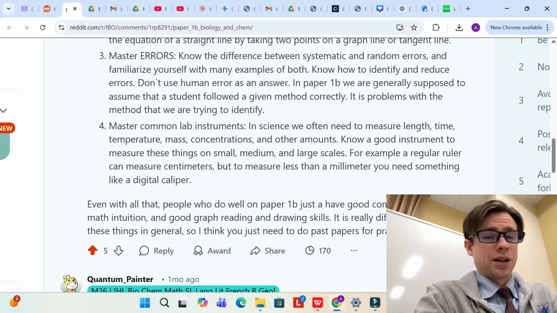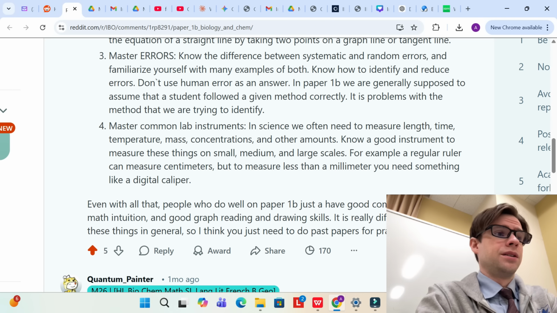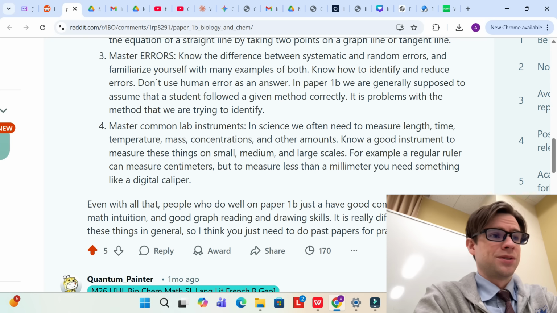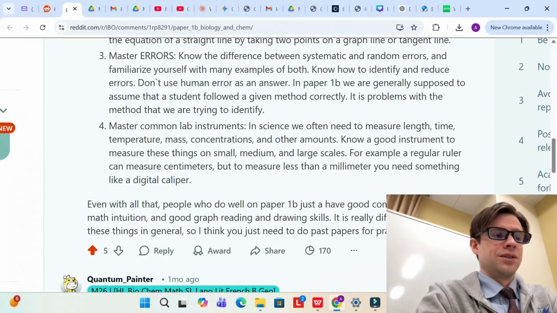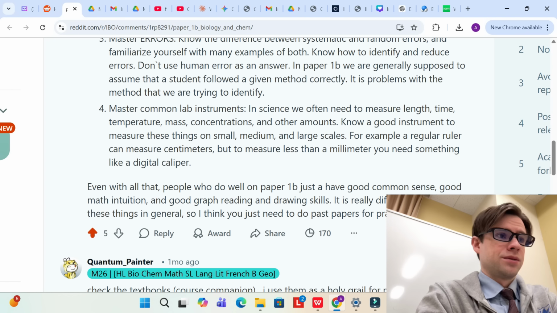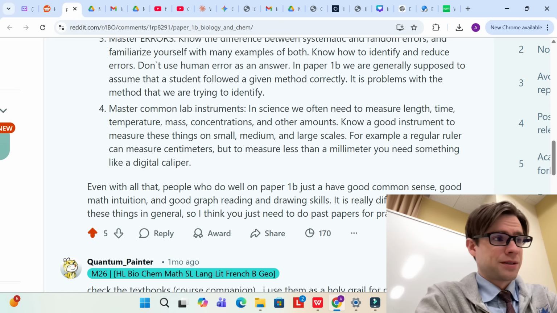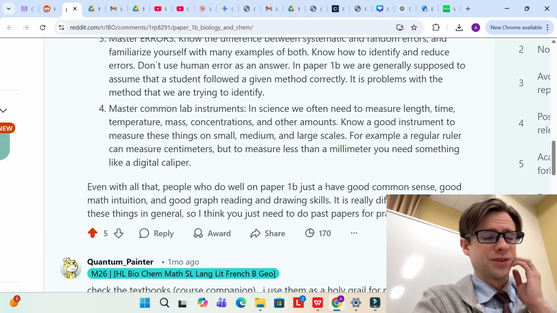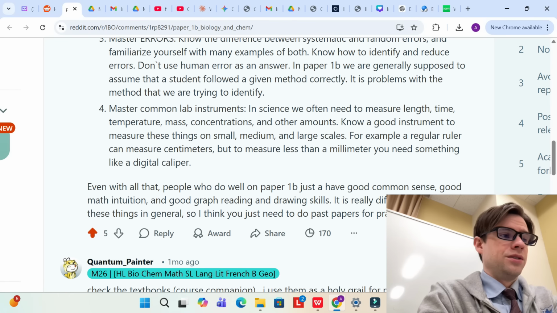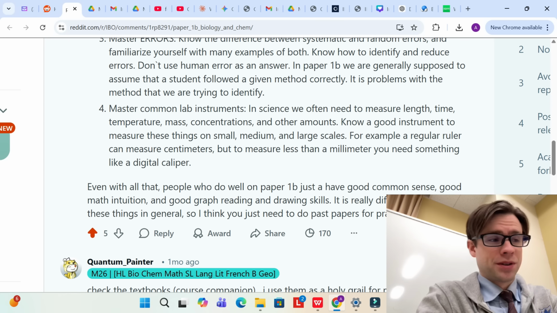Then number 4, master common lab instruments. In science, we often need to measure at least the base SI units and some other ones. So length, time, temperature, mass, concentration, and other amounts. So know a good instrument to measure these things. It's more on the physics paper 1B exams where you'll be maybe asked about large scale versus small scale things. So in chemistry, I'd say mainly just know one good instrument to measure these things.